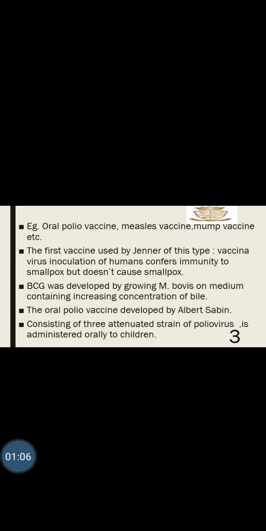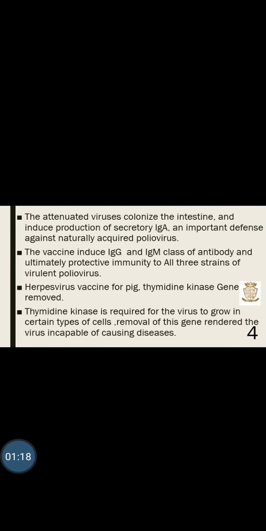Oral polio vaccine was developed by Albert Sabin, consisting of three attenuated strains of poliovirus, and is administered orally to children. The attenuated virus colonizes the intestine and induces production of secretory IgA, an important defense against naturally acquired poliovirus. The vaccine also induces IgG and IgM class antibodies and ultimately provides immunity to all three strains of virulent poliovirus.